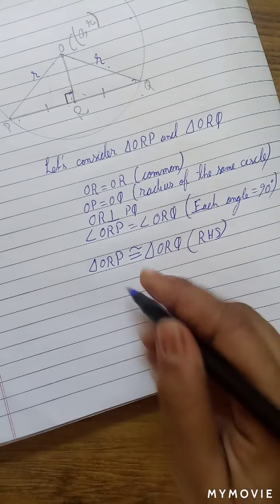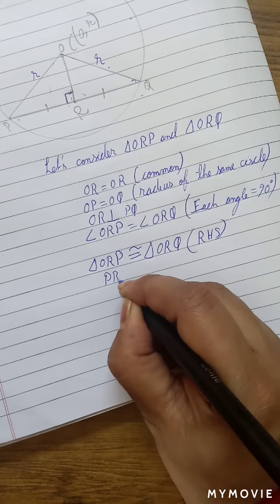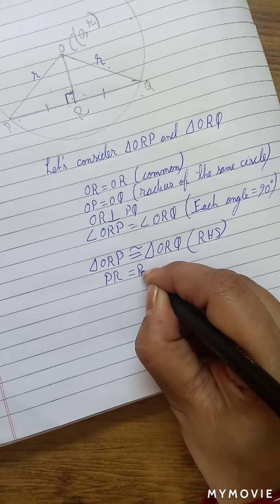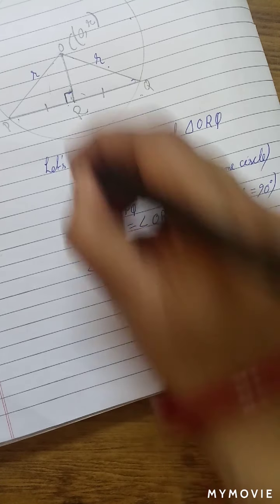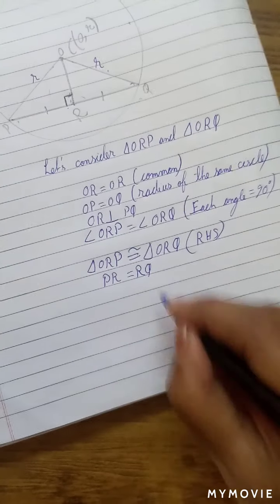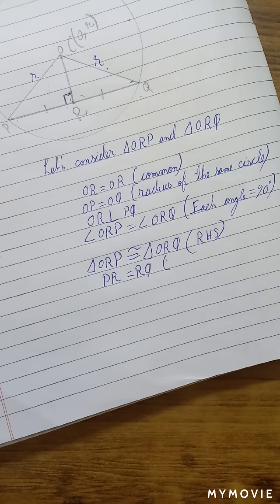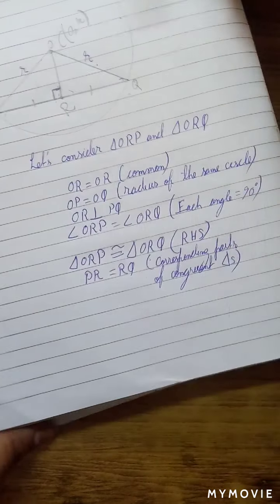And because these two triangles are congruent, we can safely say PR is equal to RQ. PR, this distance, is equal to this distance. This is because they are corresponding parts of congruent triangles. So that was pretty easy.